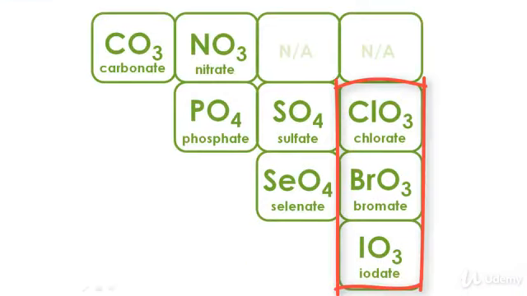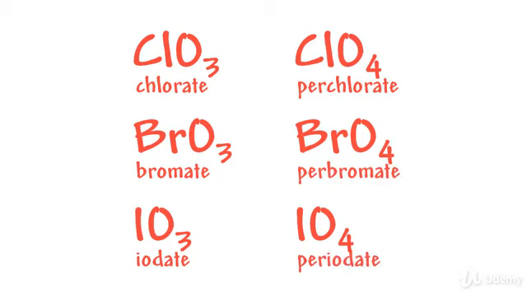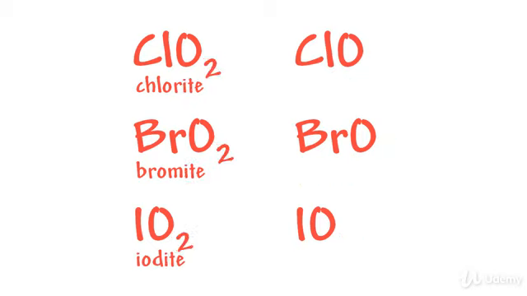For chlorate, bromate, and iodate specifically, 1 additional oxygen alters the name to perchlorate, perbromate, and periodate. For chlorite, bromite, and iodite, 1 less oxygen alters the name to hypochlorite, hypobromite, and hypoiodite.